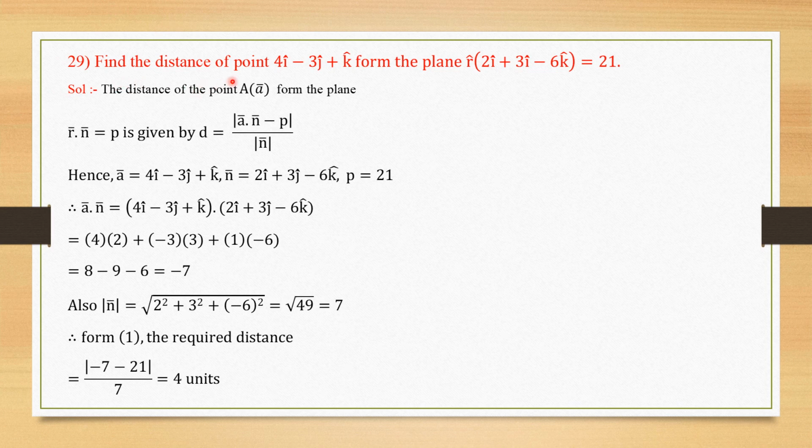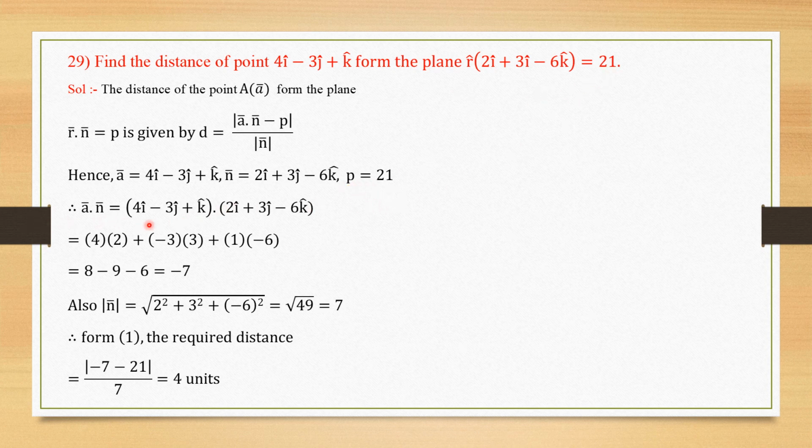Example number 29. Find the distance of the point 4i minus 3j plus k from the plane r vector dot 2i plus 3j minus 6k equal to 21. Solution. The distance of the point A from the plane r bar dot n bar equal to p is given by d equal to mod of a vector dot n vector minus p divided by magnitude of n vector. We know that a vector is 4i minus 3j plus k, n vector equals 2i plus 3j minus 6k, and p is 21.